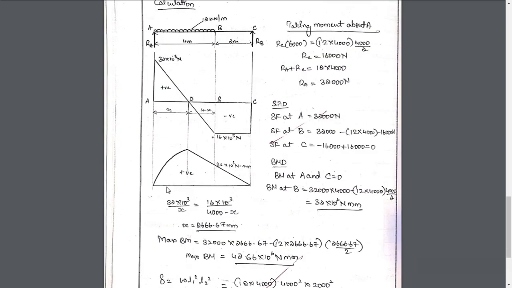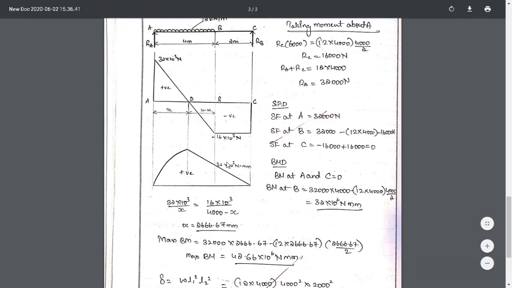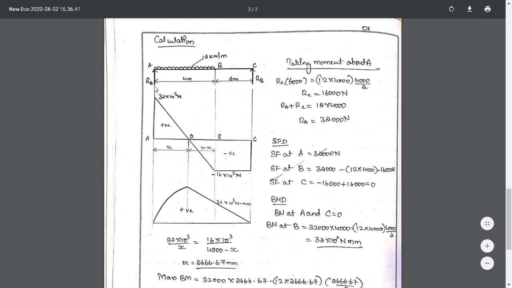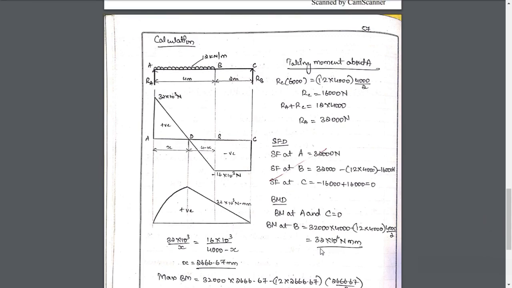Next, I need to find out the bending moment diagram. Here the bending moment at A and C will be equal to 0. Next, I need to find out bending moment at point B, that is equal to, at point B, RA, that is 32,000 into the distance, that is 4000, minus 12 into 4000 into distance by 2, that is 4000 by 2. That I will get as 32 into 10 power of 6 Newton millimeter.